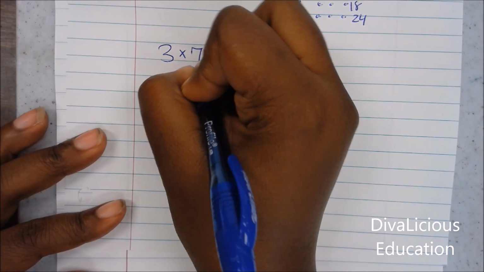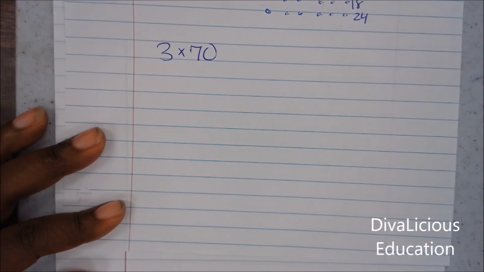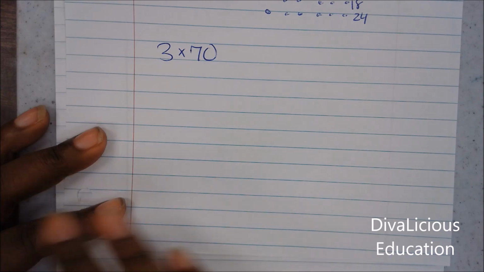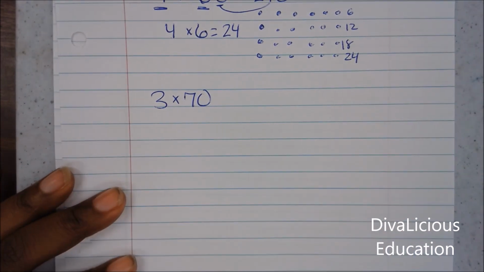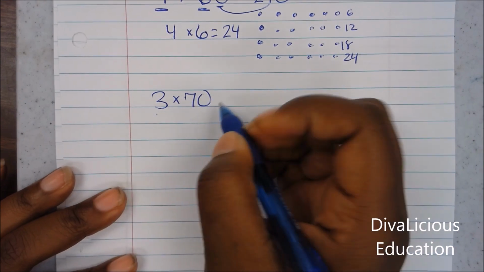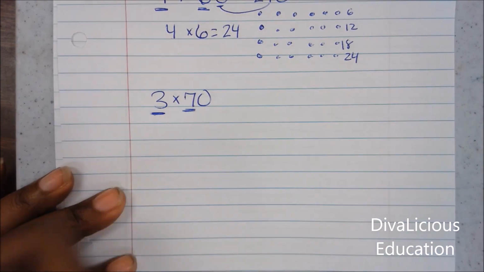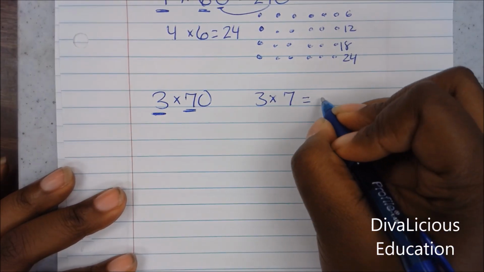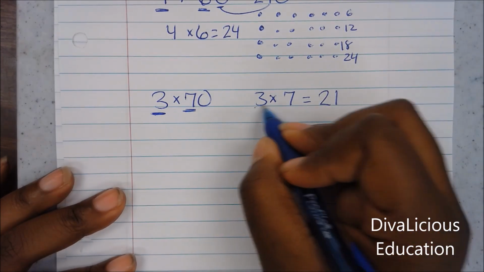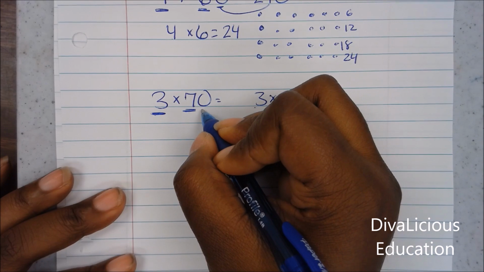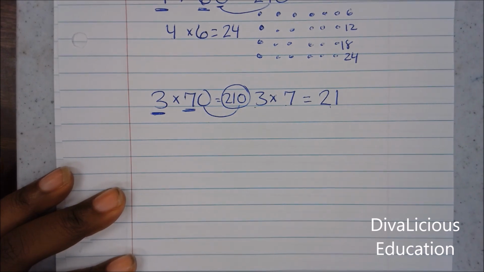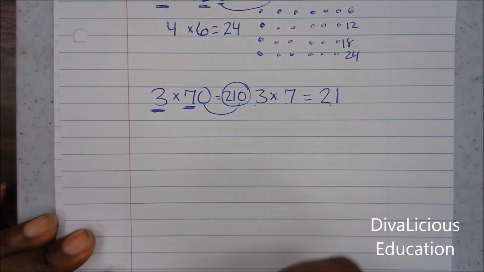Try 3 times 70. Pause the video and give it a try. I hope that you were able to give it a try. Here's what I was thinking. I don't really know 3 times 70, but I do know that this is a related fact of 3 times 7. And I know that 3 times 7 equals 21. So if 3 times 7 is 21, 3 times 70 would be 210. Good.